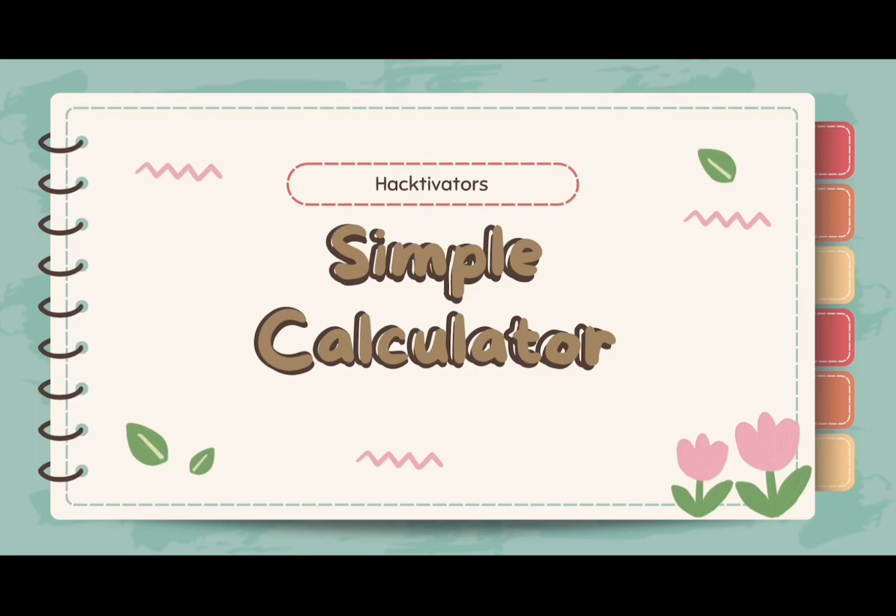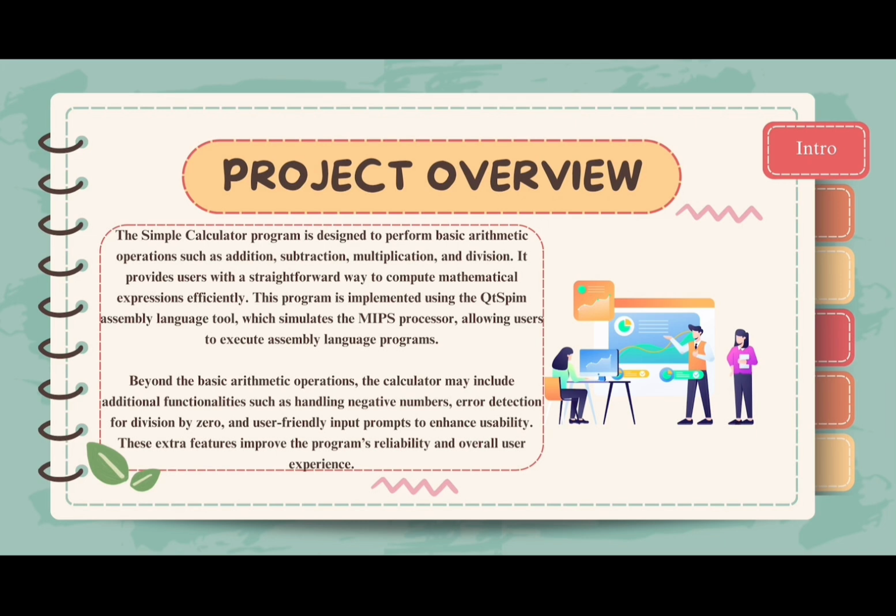For the project overview, the Simple Calculator program is designed to perform basic arithmetic operations such as addition, subtraction, multiplication, and division. It provides users with a straightforward way to compute mathematical expressions efficiently. This program is implemented using the QtSpim assembly language tool, which simulates the MIPS processor, allowing users to execute assembly language programs. Beyond the arithmetic operations, the calculator may include additional functionalities such as handling negative numbers, error detection for division by zero, and user-friendly input prompts to enhance usability. These extra features improve the program's reliability and overall user experience.